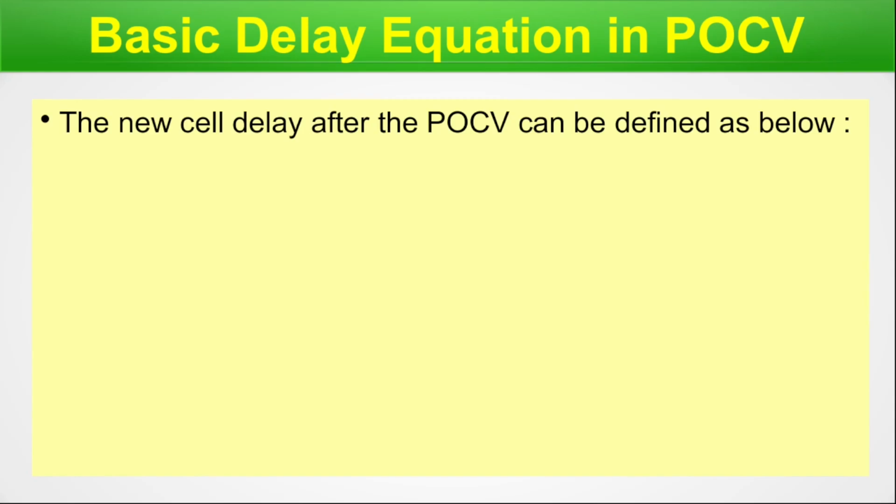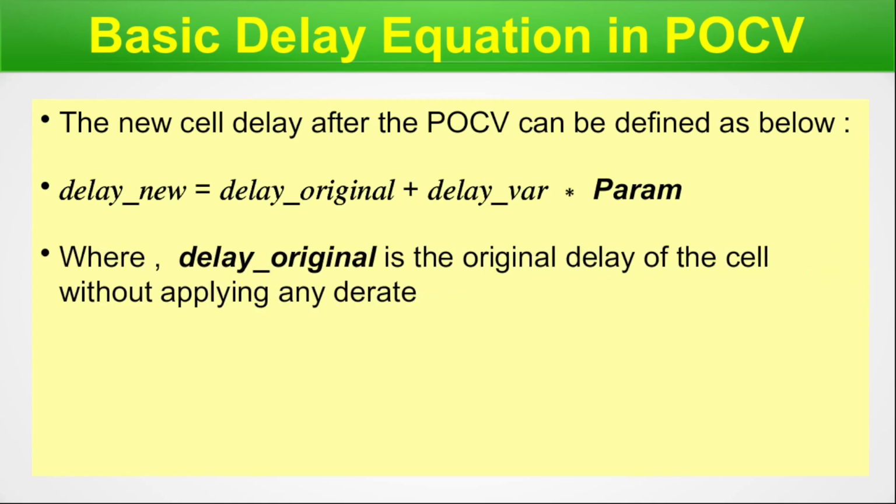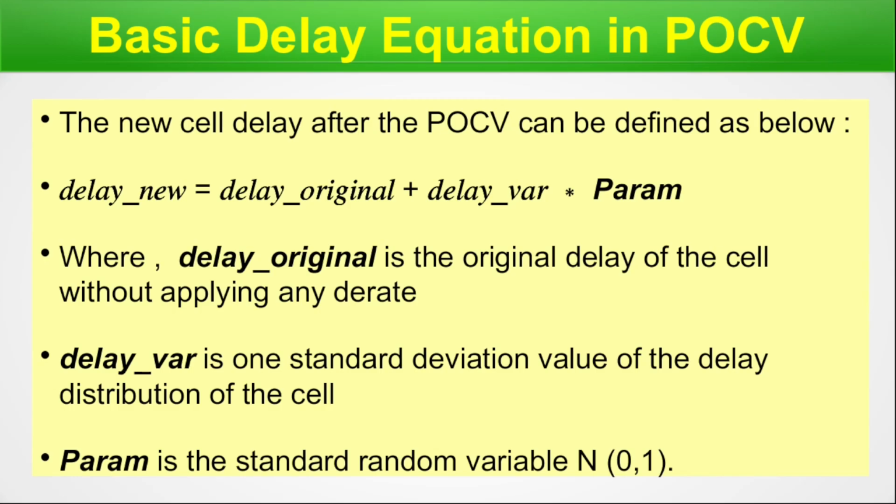The new cell delay after POCV can be defined as delay new equals delay original plus delay var into param. So what are all these things? Delay original is the original delay of the cell without applying any derate. Next, delay var is one standard deviation value of the delay distribution of the cell. Param is the standard random variable, that is N. So these are all statistical terms. This way you can visualize the new delay that has been defined inside the POCV engine. We are done with this particular slide in a short and sweet manner. Let's move on to the next one.